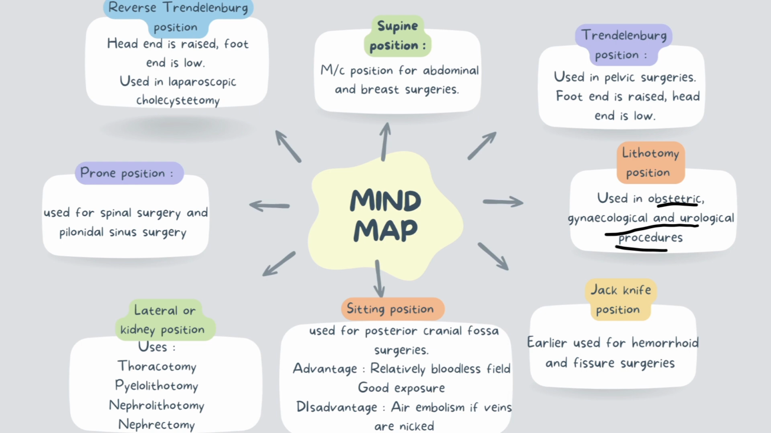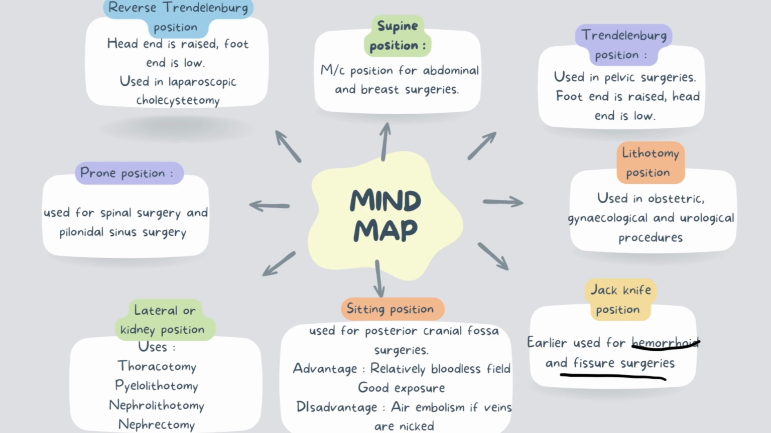Next position is the jackknife position. I told you earlier that the chest is compressed and this position can cause positional asphyxia. It was used earlier for hemorrhoids and fissure surgeries. Now we do not use it anymore because of this complication.